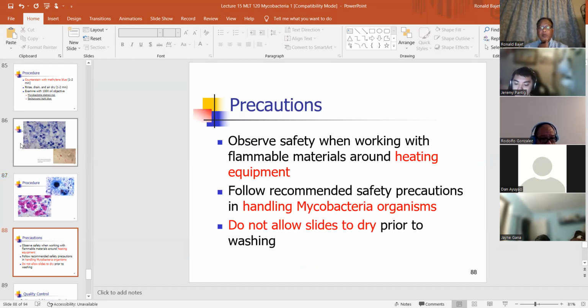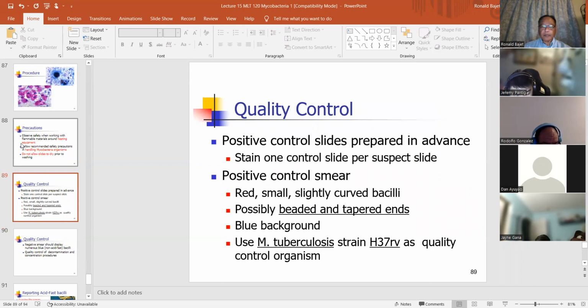Precautions. Observe safety when working with flammable materials. You don't want to burn down the laboratory because you're handling live flame. Follow recommended safety precautions in handling Mycobacteria organisms. Do not allow the slides to dry prior to washing.